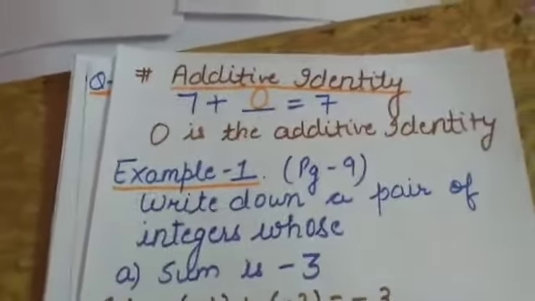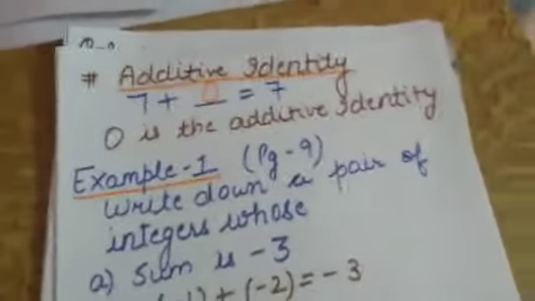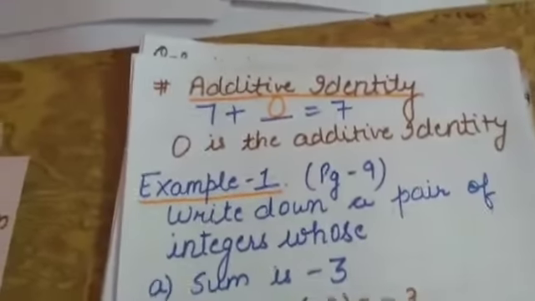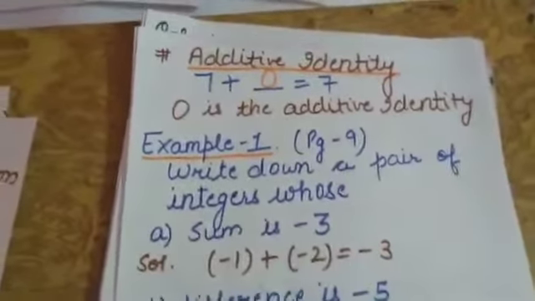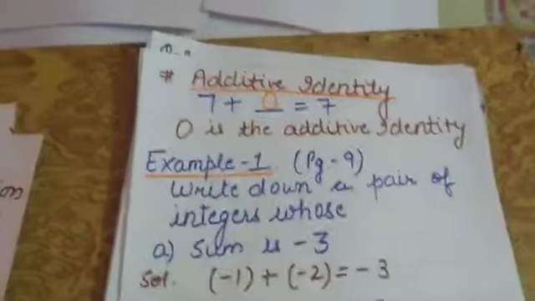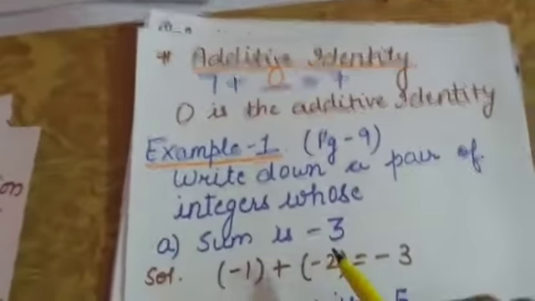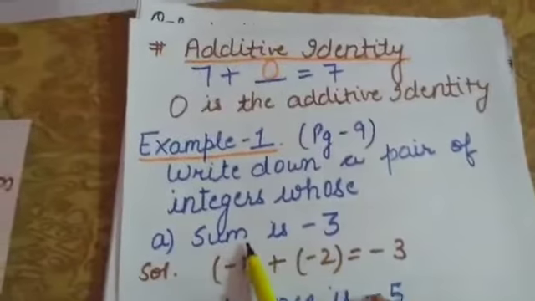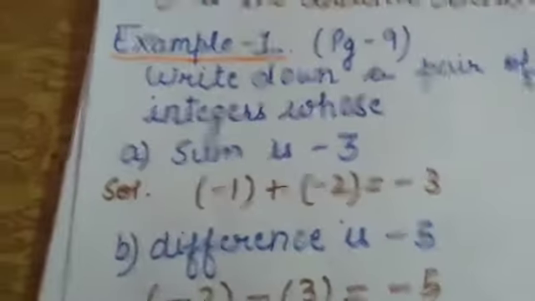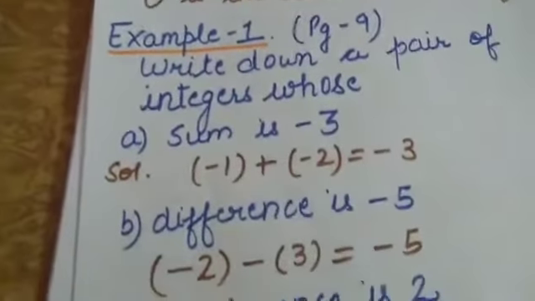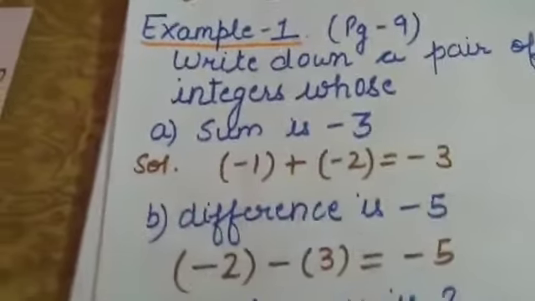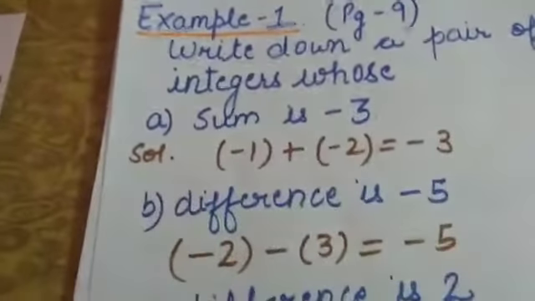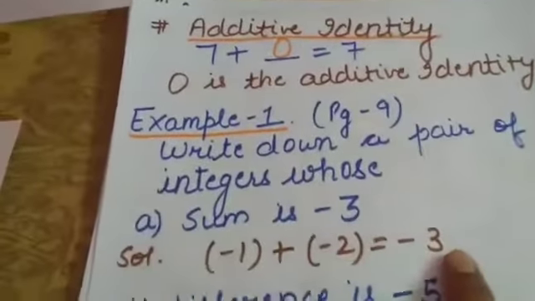Now let us discuss some examples. Example number 1 is given on page number 9. What is the question? Write down a pair of integers whose sum is -3. You have to think of two integers whose sum gives you -3. I have written one example. You can think of some more examples, different from this. If I take -1 and -2 and add them, I will get -3.